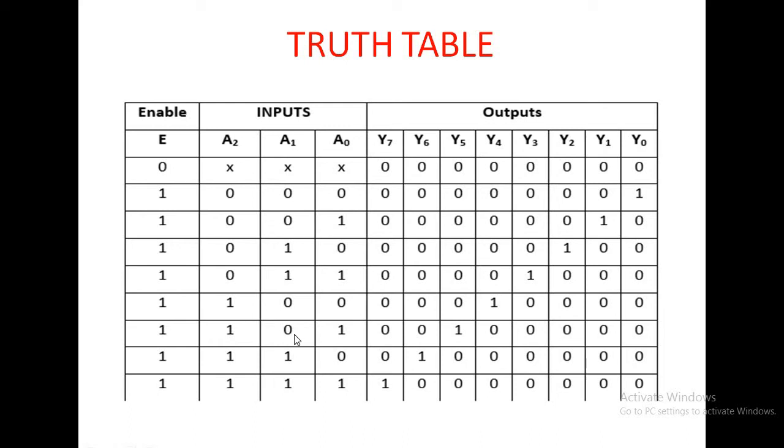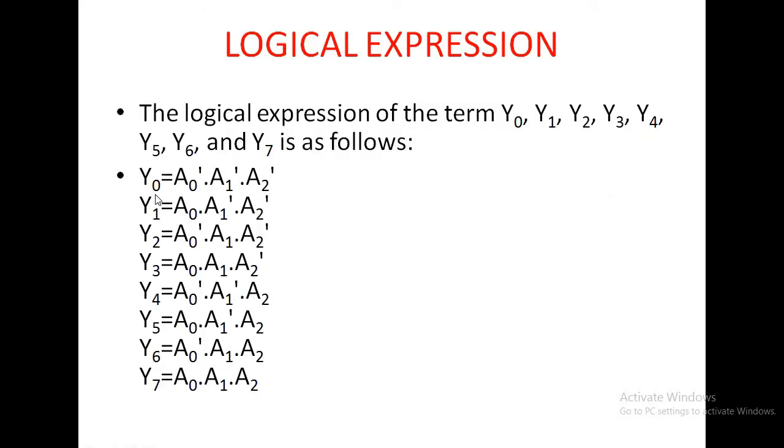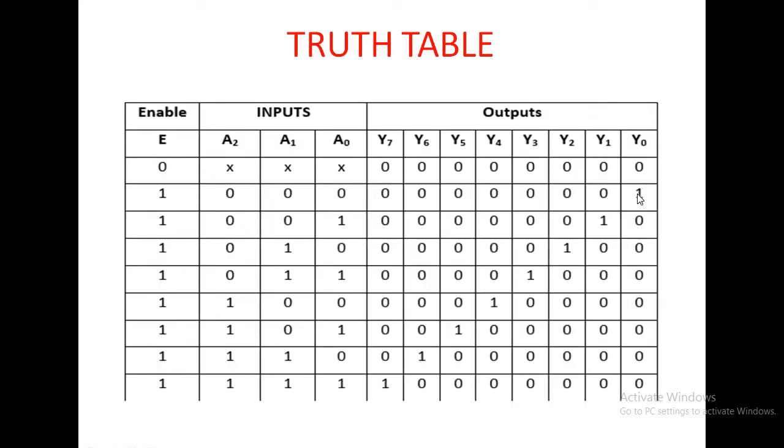If A2 is 1, A1 is 0, A0 is 1, 101, this is decimal 5. So Y5 is selected. If A2 is 1, A1 is 1, A0 is 0, 110, this is decimal 6. So Y6 is selected. If A2 is 1, A1 is 1, A0 is 1, this is nothing but decimal 7. So Y7 is selected. So from this truth table, if we derive the expressions, Y0 is nothing but A0 prime, A1 prime and A2 prime, because Y0 is 1 whenever all the values are 0. A2 prime, A1 prime, A0 prime.